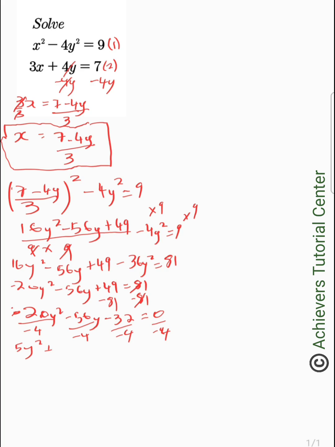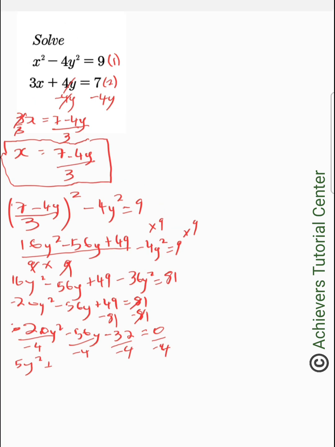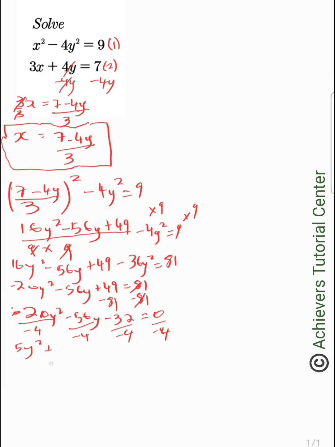plus, so 56 divided by minus 4 goes 14 times, so it's going to give us 14y. So that is going to be plus 8 equals 0.